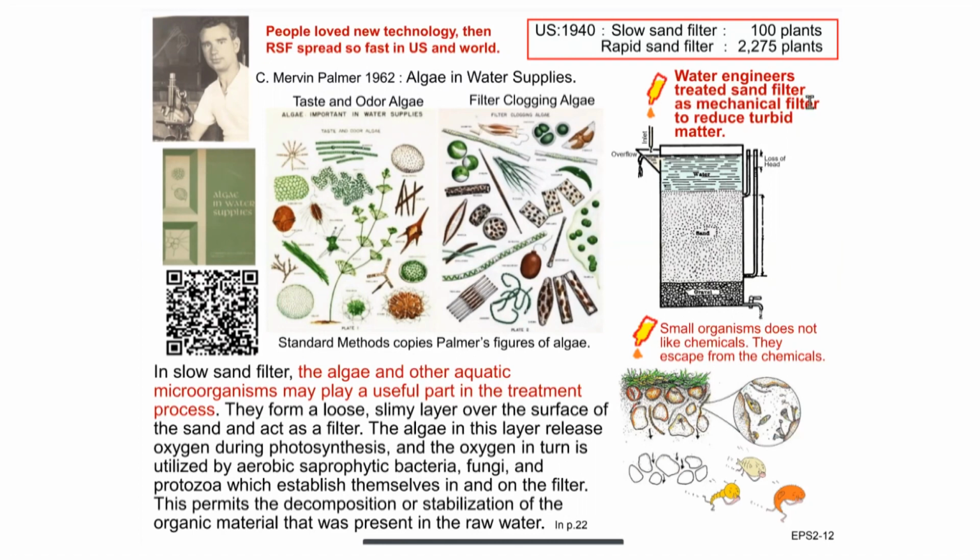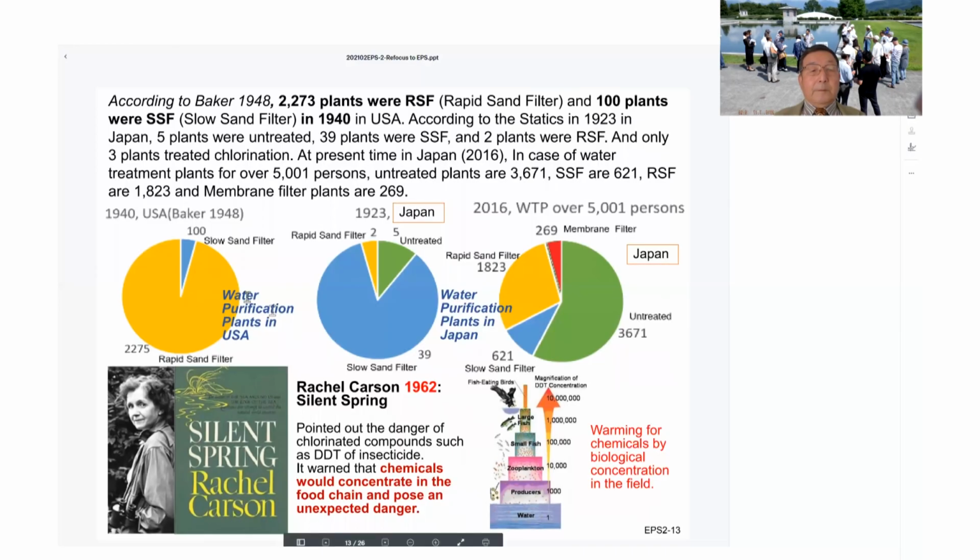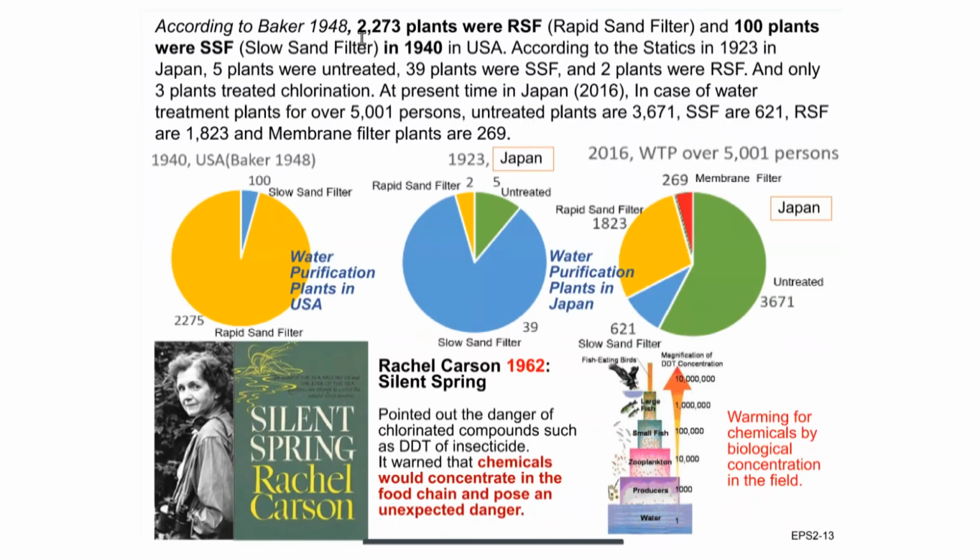Water engineers treated the sand filter as a mechanical filter to reduce turbid matter. Therefore, they used the rapid sand filter. In the slow sand filter, the algae and other aquatic microorganisms may play a useful part in the treatment process. According to Baker, 1948, more than 2,000 plants were rapid sand filters and 100 plants were slow sand filters in the United States.